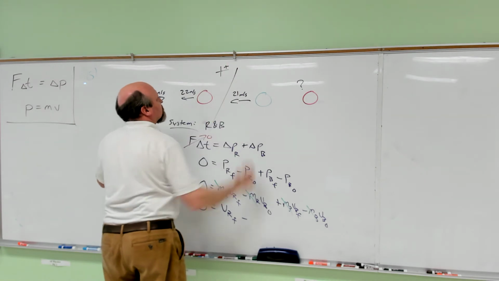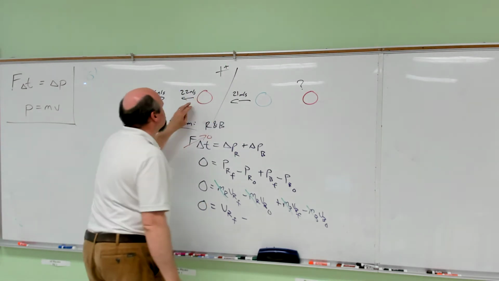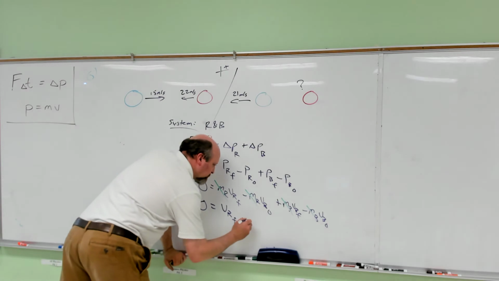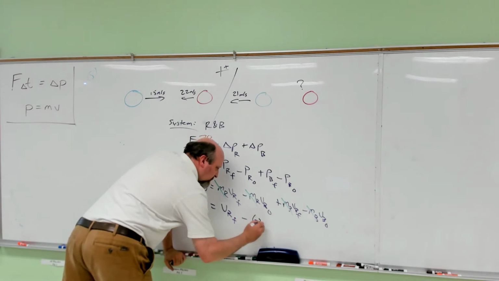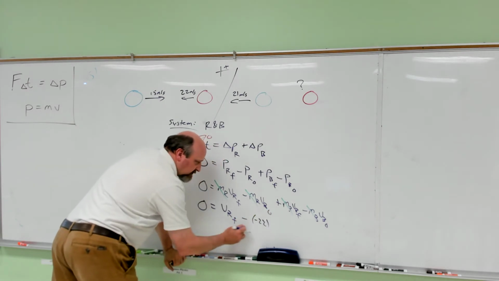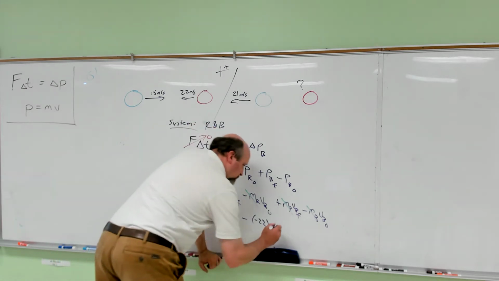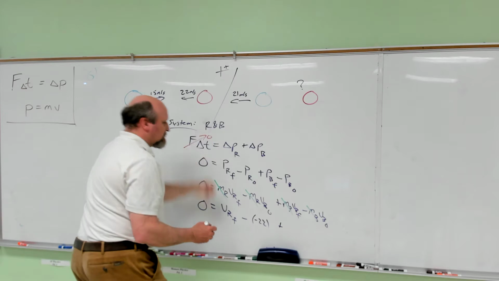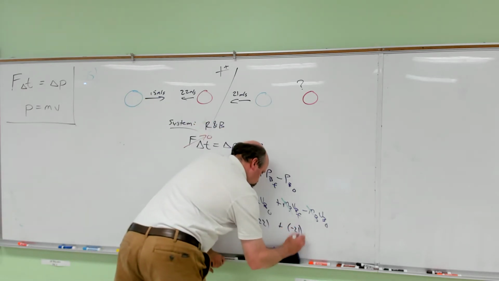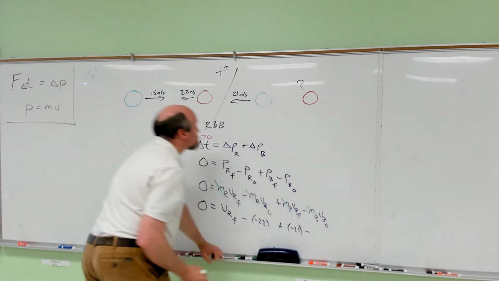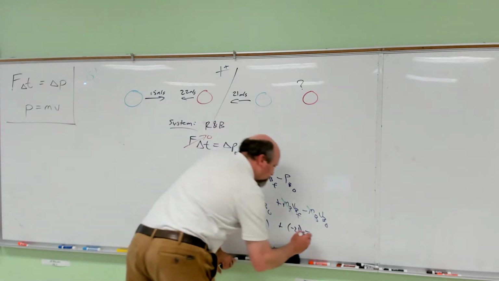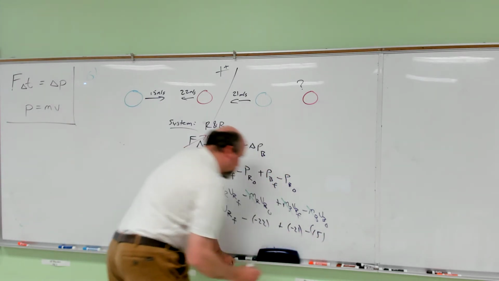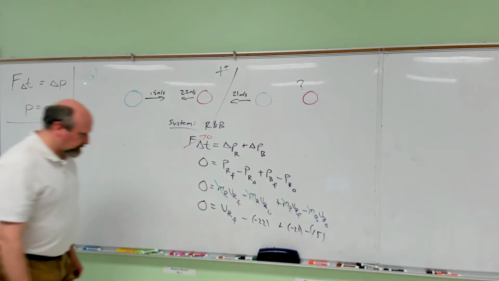Let's make right positive, east positive. Let's make that then a negative 22. So that's a negative 22 that I'm subtracting, right? Plus velocity of the blue at the end, that's a negative 21. Minus velocity of the blue at the start, that's a positive 15. So that's what that looks like.